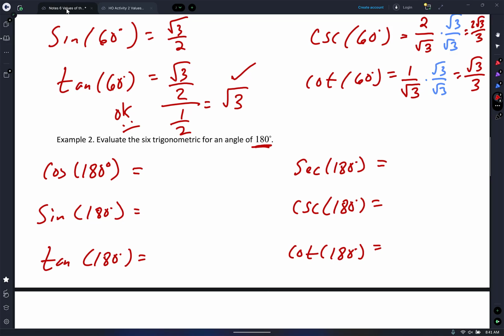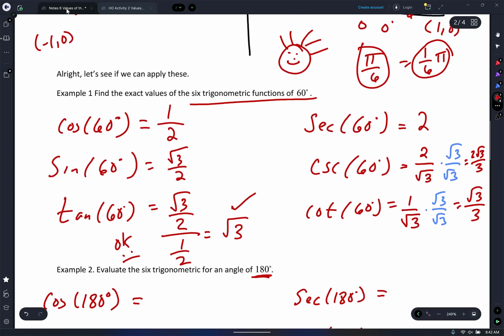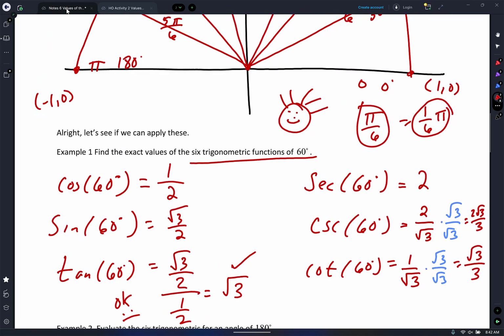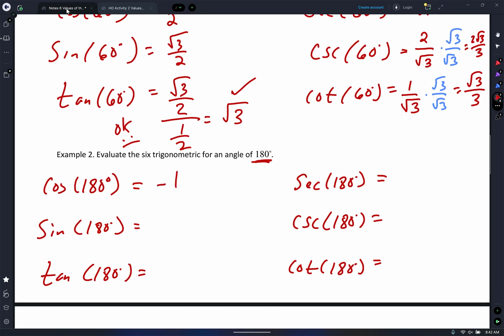All right, let's do the sine, cosine, tangent first. Cosine is the x value. I go to 180, and the x value is -1. Sine is the y value. I look at the y value of 180, and that is 0. Tangent is y divided by x. 0 divided by -1. I guess that's fine. I'll just give an awkward emoji, but the better answer is just 0. Cool or not cool? Cool.